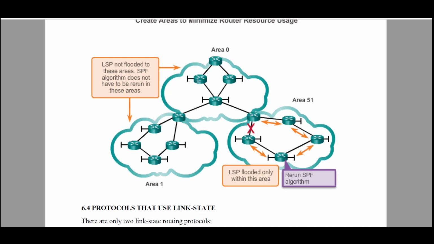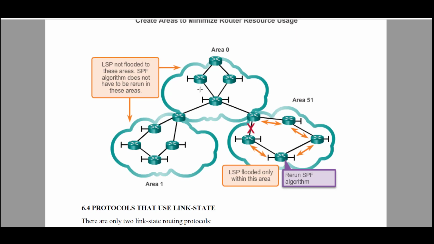A group of routers. This is 1, 2, 3, 4 routers. I'm going to make this an area. Then this is another area. You can see 1, 2, 3, 4, 5. So these 5 routers, I'm going to make this as one group. I'm going to make this another area, and these routers also I'm going to make another area.